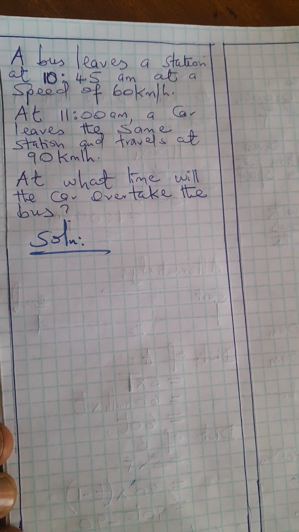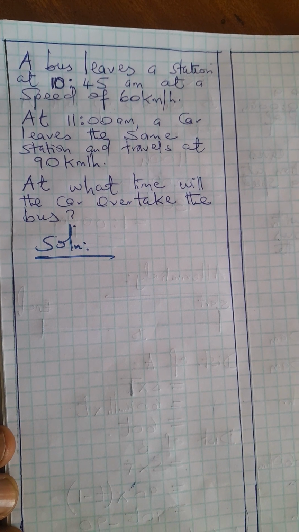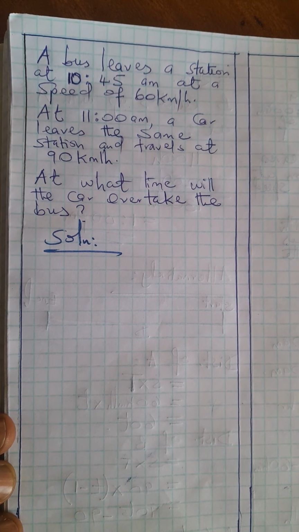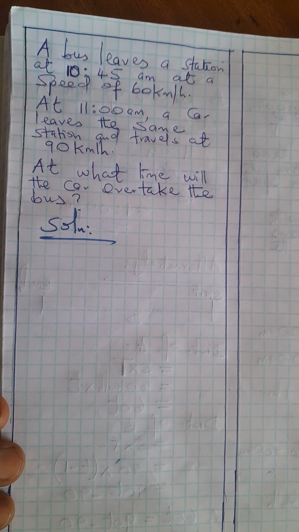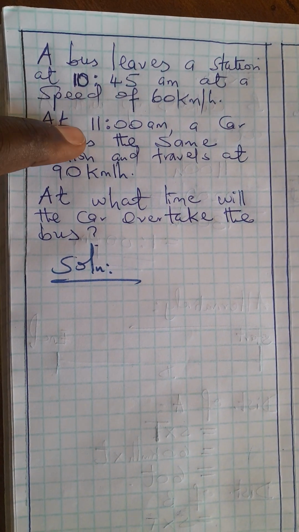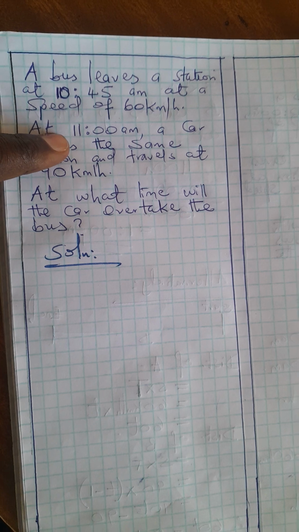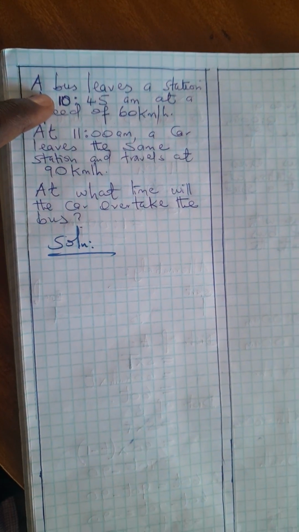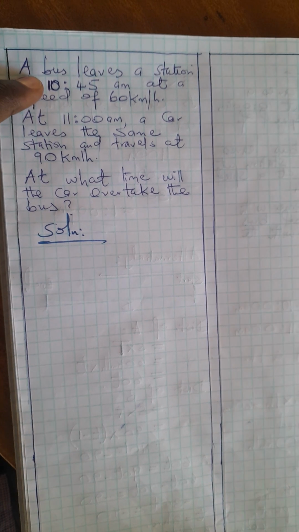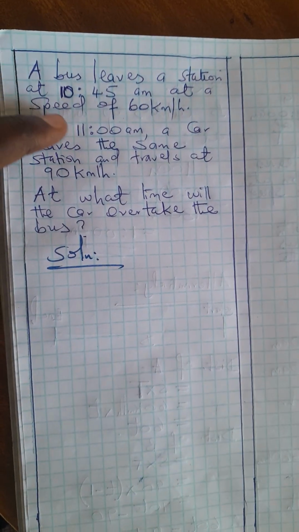So we are saying the car will overtake the bus because the car is traveling at a higher speed than the bus, although the car starts the journey later. The time difference between 10:45 and 11 a.m. is 15 minutes. So the bus begins 15 minutes earlier than the car, and travels some distance ahead of the car. And what is that distance? Let us find out.